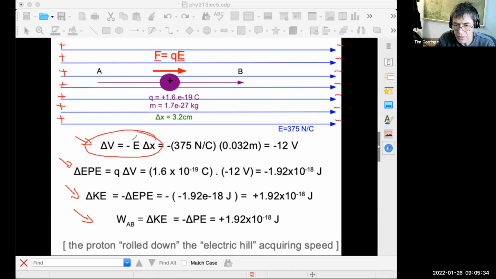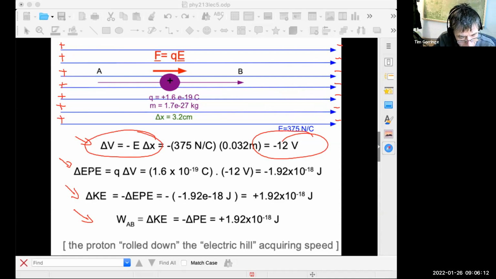The electrical field is the negative slope of the electrical potential. So that tells me that the change in potential is equal to minus E times the change in position. And I just got to fill in the electrical field strength and the change in position, and that will give me the change in electrical potential, the potential difference. And it's minus 12 volts. And it's negative, as we said, because the proton is moving away from that hill or mountain of positive charges towards the valley, the well of negative charges.